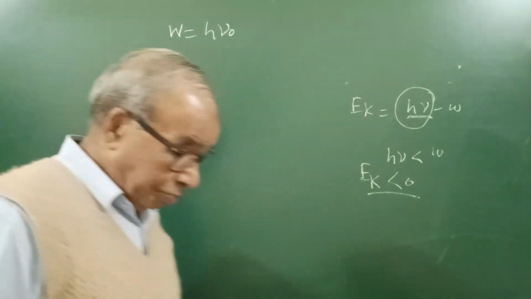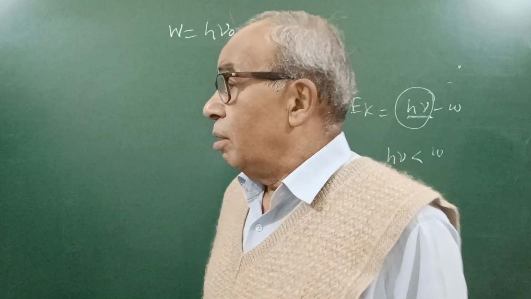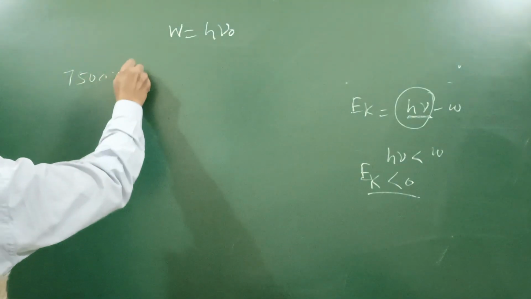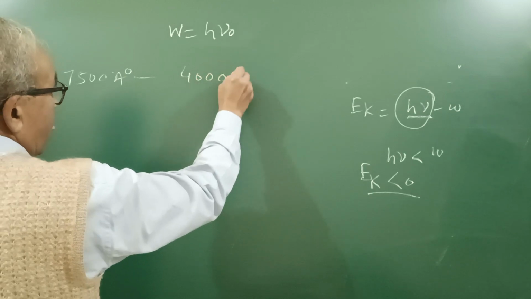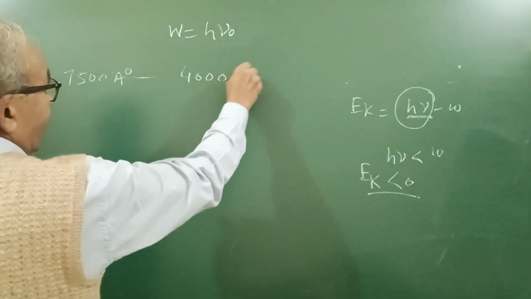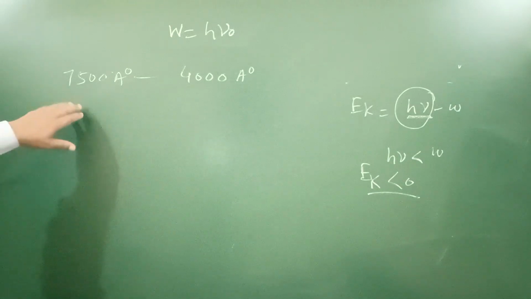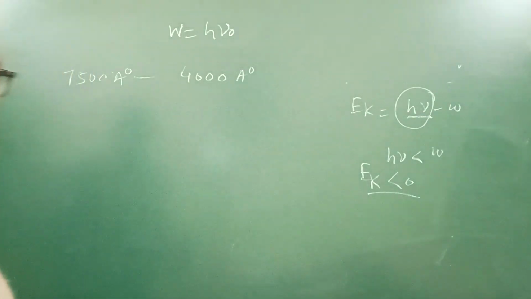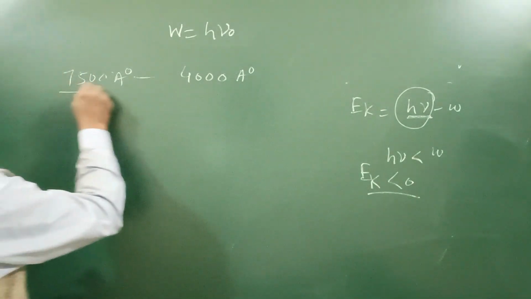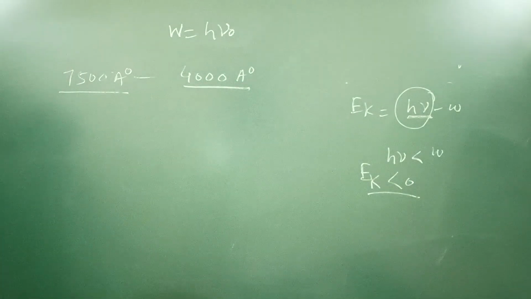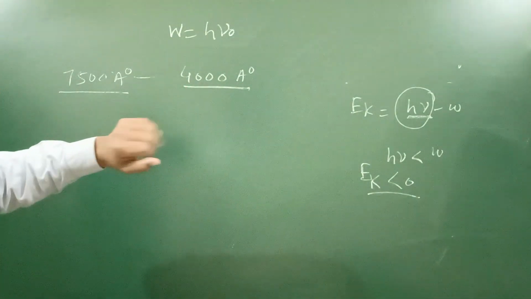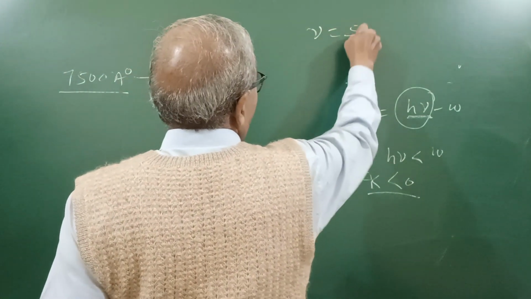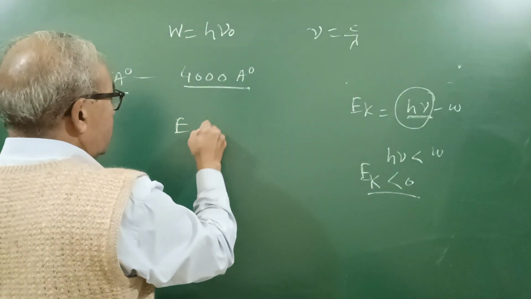Our visible light has wavelength from 7,500 angstrom to 4,000 angstrom, and correspondingly you can find the frequency range. One end has the lowest frequency, the other has the highest frequency, and the others are in between. So I may ask you to find the energy of a photon of wavelength 4,000 angstrom. As nu is equal to c upon lambda, E equals hc upon lambda.